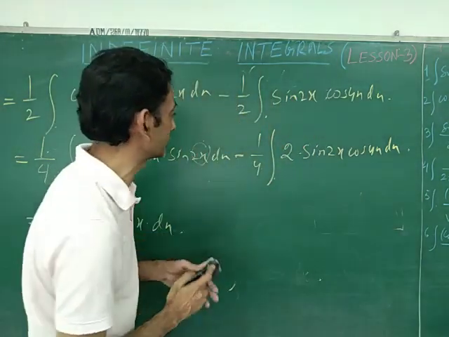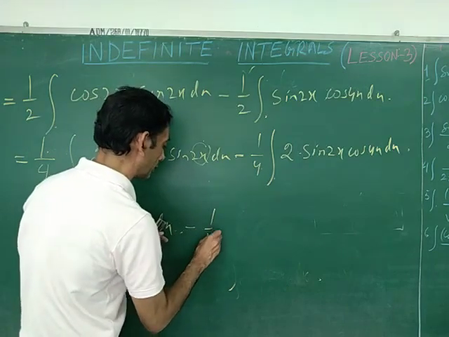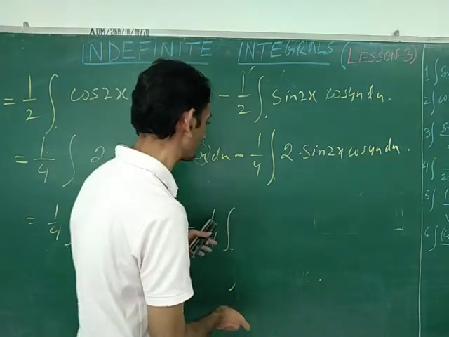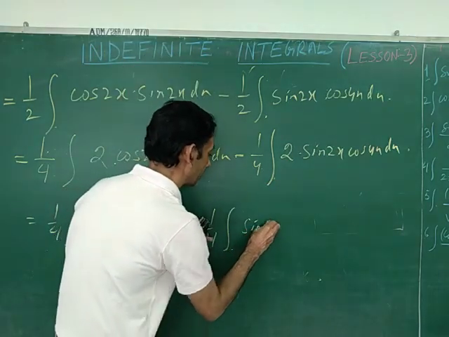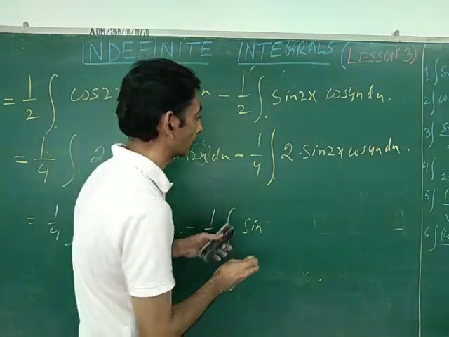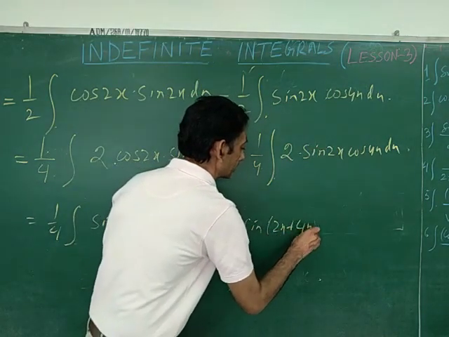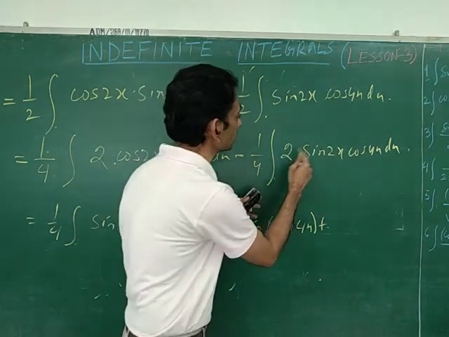How to solve this second integral? 1 by 4, 2 sin a cos b. So for 2 sin a cos b, we can just use this formula: sin(a+b). Sin(a+b) means sin(2x + 4x). Then plus, we need 2 sin a cos b.